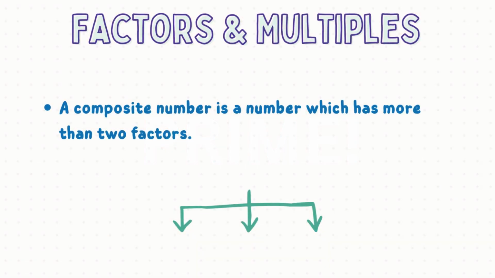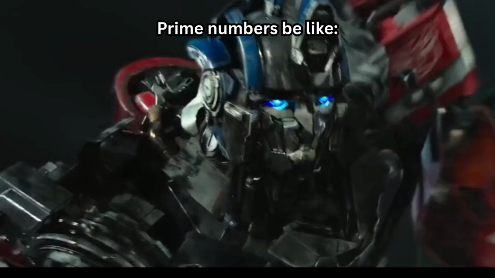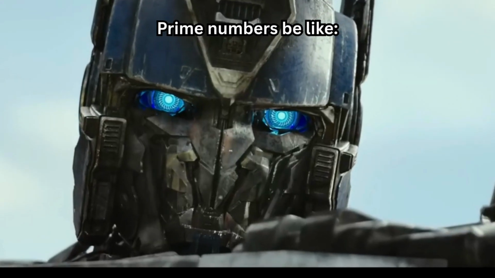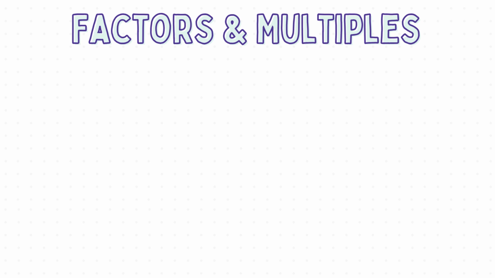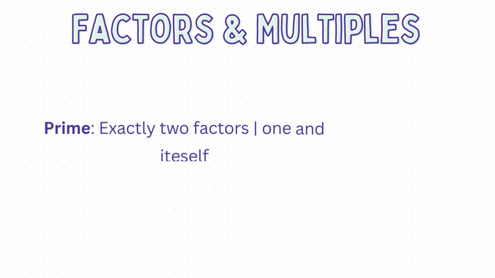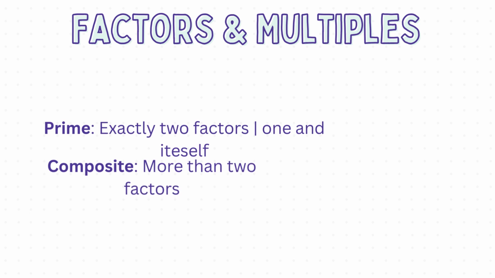So that's a prime. Here's the key idea. Prime, exactly 2 factors. Composite, more than 2 factors.